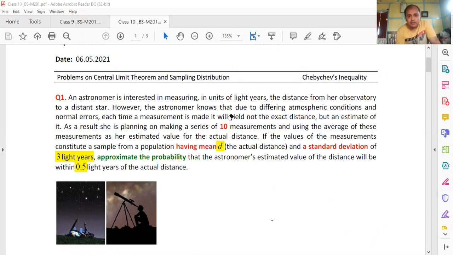And each time a measurement is made, it will yield not the exact distance but an estimate of it. As a result, she is planning on making a series of 10 measurements and using the average of these measurements as her estimated value for the actual distance. Now, if the values of the measurements constitute a sample from a population having mean d and a standard deviation of 3 light years, approximate the probability that the astronomer's estimated value of the distance will be within 0.5 light years.